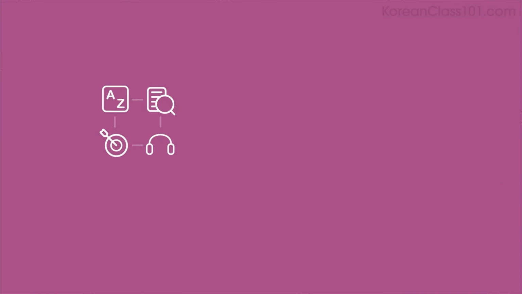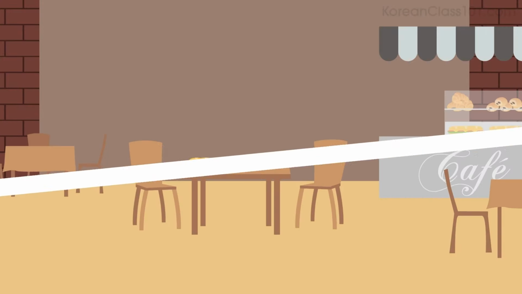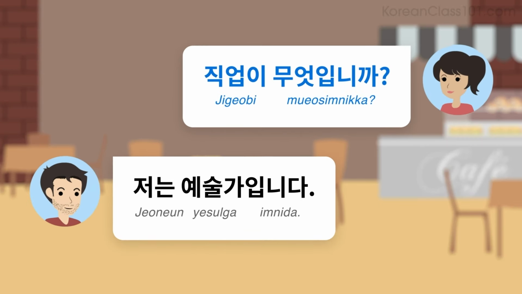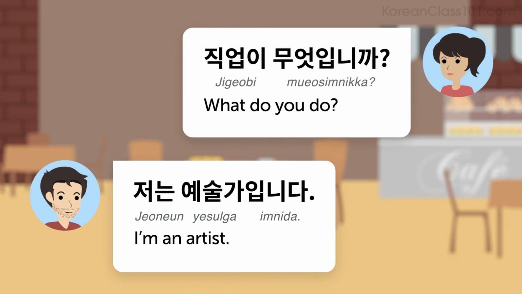Now, let's take a look at some conversational phrases. Listen to the dialogue. 직업이 무엇입니까? 저는 예술가입니다. Listen to it again, now with the English translation. 직업이 무엇입니까? What do you do? 저는 예술가입니다. I'm an artist.